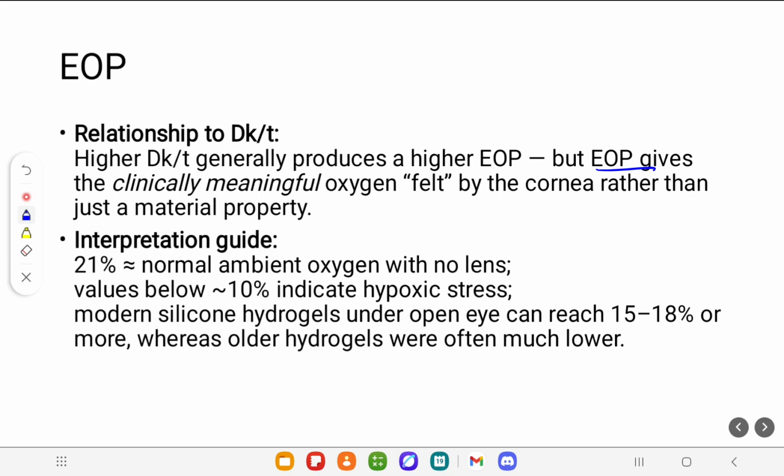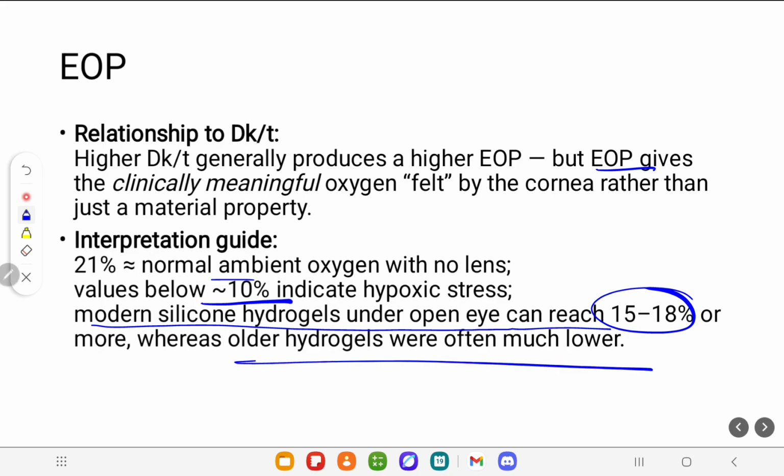So EOP means equivalent oxygen is assessed clinically, by whether there is any sign or symptom. Is there a prominent corneal nerve? Is there striae or is there a fold? Then we will know this equivalent oxygen percentage will create a fold, isn't it? But Dk/t will not give that. So the interpretation guide is: approximately 21% is always normal, the open eye condition. Below 10% is always a red alarm. It means hypoxic stress. Modern silicone hydrogel lenses in open eye condition reach a good amount of oxygen, which is 15 to 18%. Obviously it's more than traditional older hydrogel contact lenses.